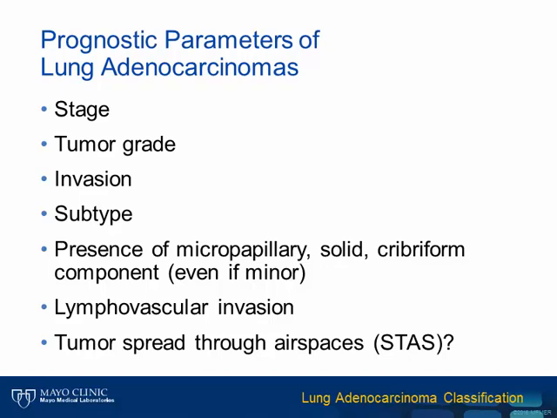Prognostic parameters of lung adenocarcinomas include stage, tumor grade, invasion, but also subtype, and specifically the presence of micropapillary, solid, and cribriform components, even if these are minor components, because they have a worse outcome. Lymphovascular invasion and likely tumor spread through air spaces are also prognostic parameters.